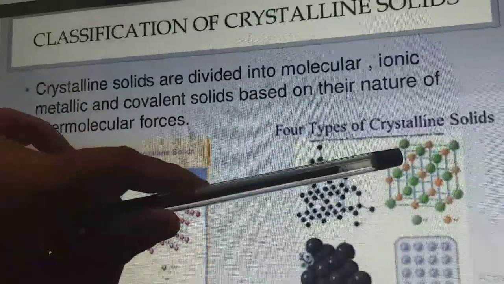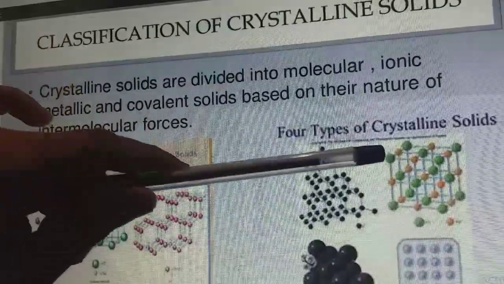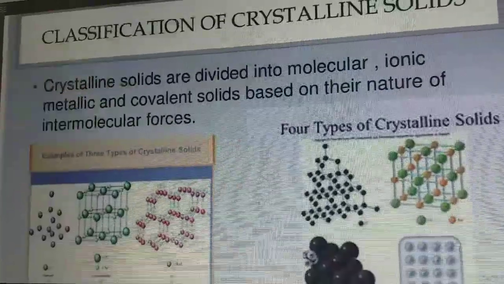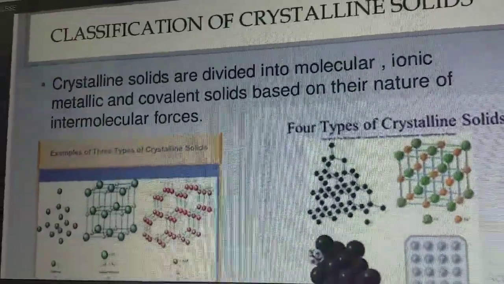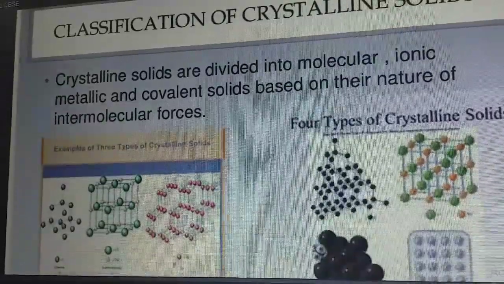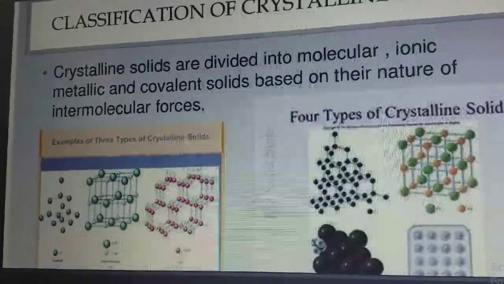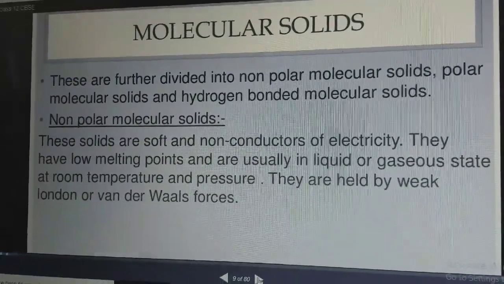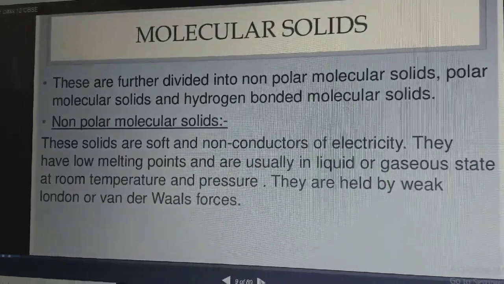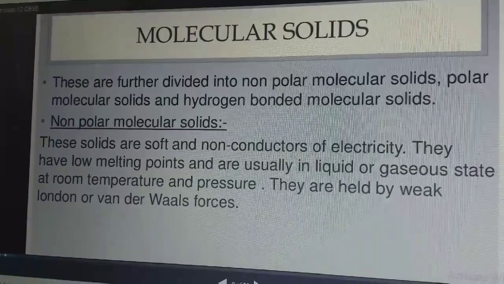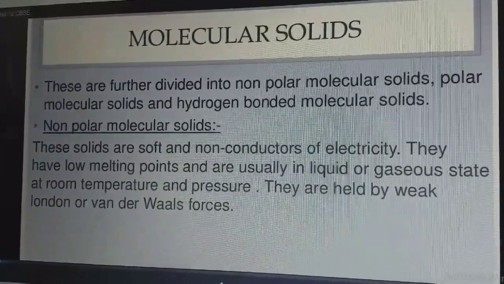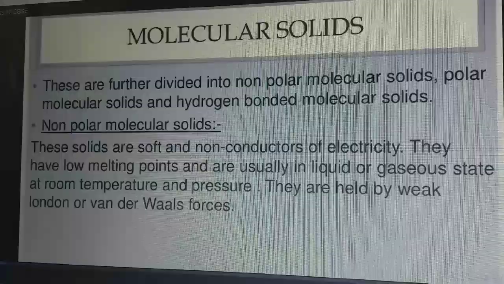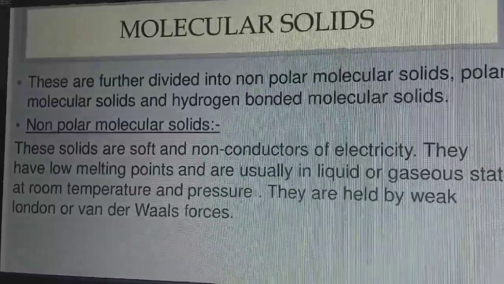Some examples are given. You have already drawn NaCl here. Can you recall what this is? It is diamond, and this is graphite. The structures of diamond, graphite and NaCl are given. Molecular solids are further divided into non-polar molecular solids, polar molecular solids and hydrogen bonded molecular solids. So crystalline solids are classified into four types: molecular, covalent, metallic and ionic solids.